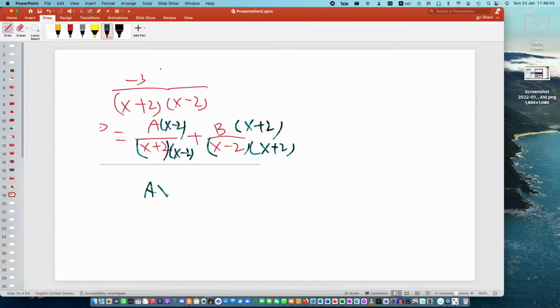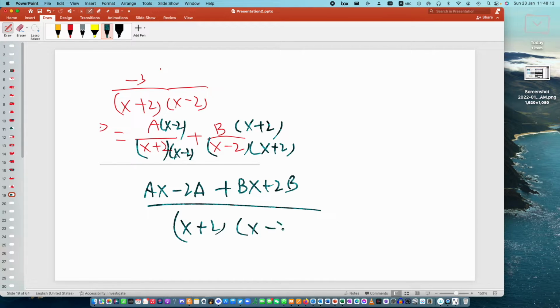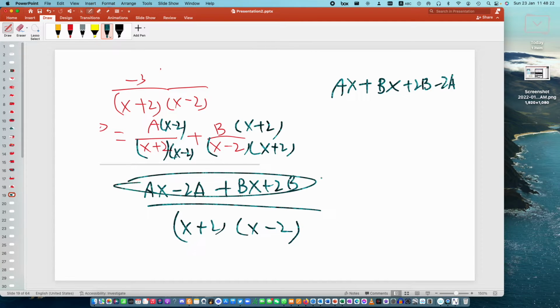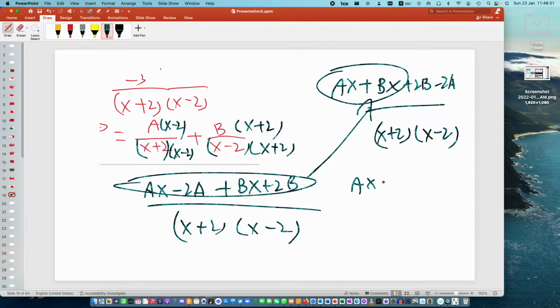Right? So you have ax minus 2a above plus bx plus 2b, and you have this x plus 2. I'm doing the right hand side now. Then of course you can get the ax plus bx, then you have this plus 2b minus 2a. Done. So your this thing, ax plus bx.